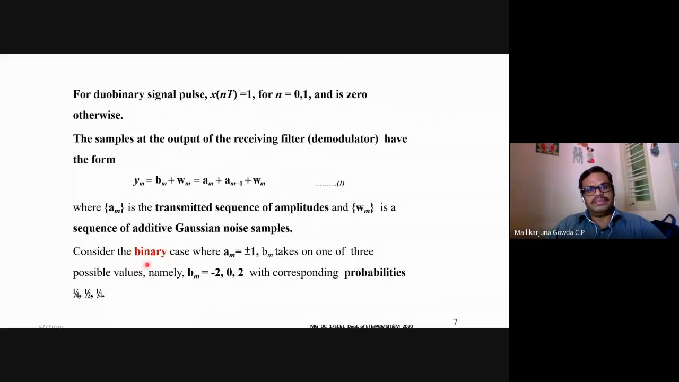So let me consider the binary case. In that case, I am considering the transmitted sequence of amplitudes, that is a m, as plus or minus 1, meaning plus 1 for binary information 1 and minus 1 for binary information 0. With that, this value b m will take the values minus 2, 0, and 2, with probabilities 1 by 4, 50%, and 1 by 4, which are the probabilities of occurrence of these symbols.